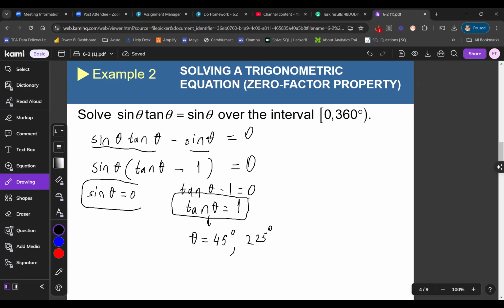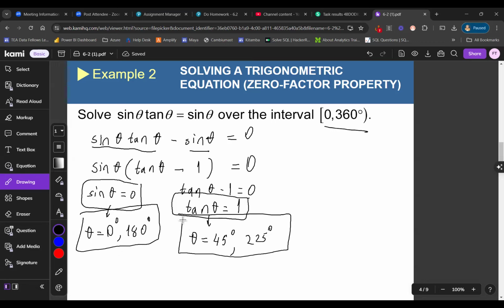But there is this part that I ignored for a while. I have to consider all the angles whose sine value is equal to 0, and this is the interval I have to consider. Angle 0, because sine 0 is 0, right? And then sine 90 is 1, but sine 180 is also equal to 0. So this part of the equation gives me two angles, and this part of the equation gives me two angles. So the solution set of this problem has four answers: 0, 45 degrees, 180 degrees, and 225 degrees. When theta becomes any of these values, this equation will work. That's what it means.